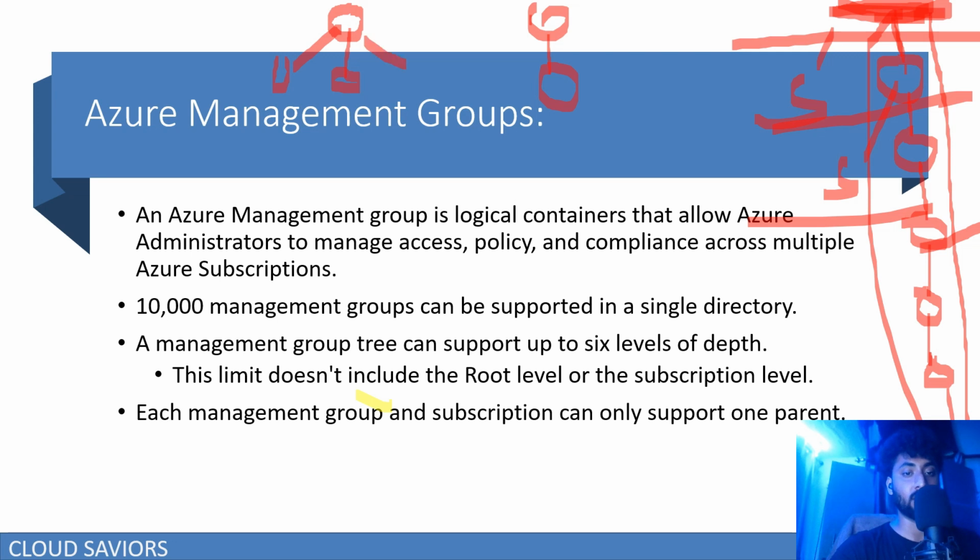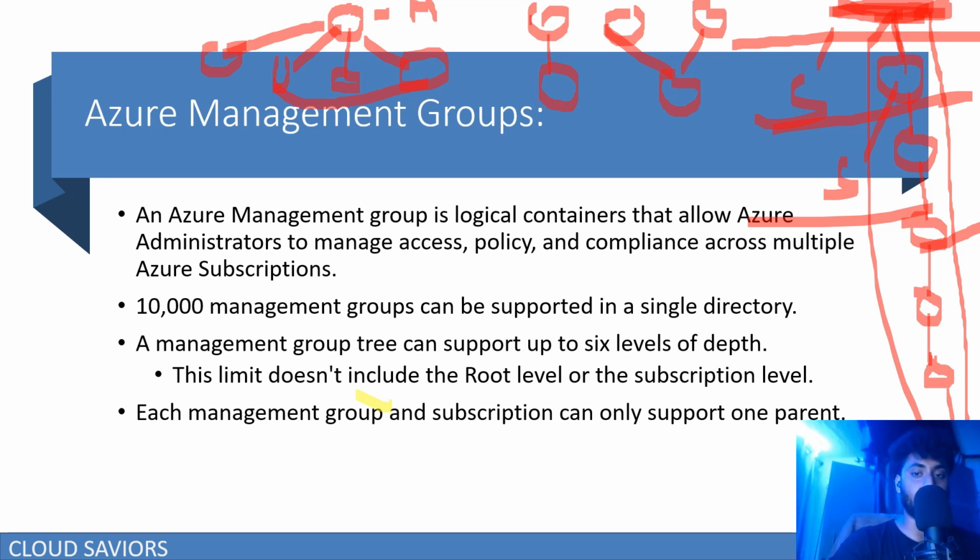So let's say this is my management group. It has 3 management groups and 1 subscription, so it has 4 children. This is possible, but it is not possible for one management group to be a part of 2 management groups. So no. Just relate this to a real-time scenario.